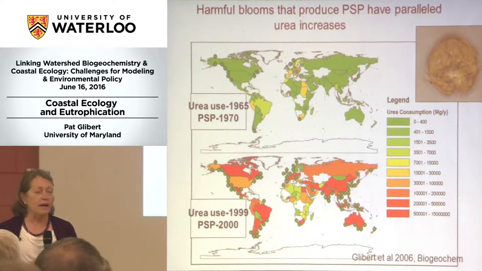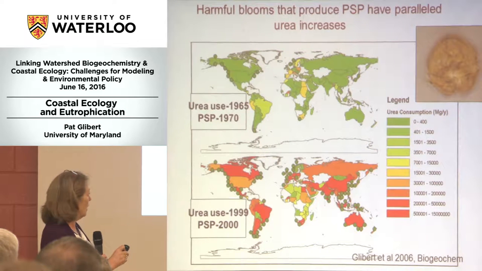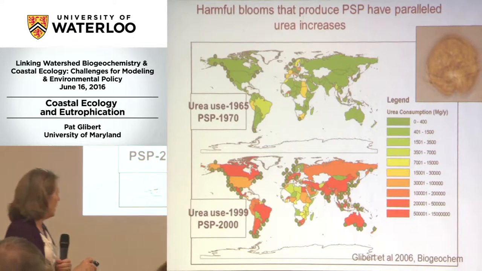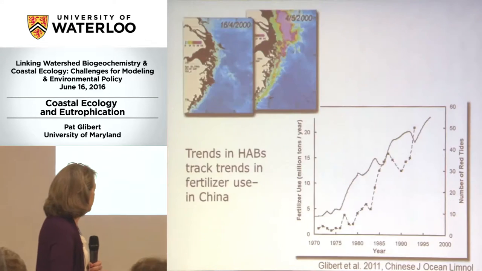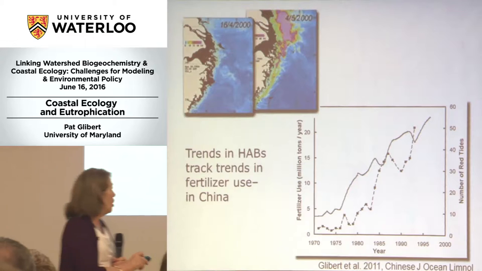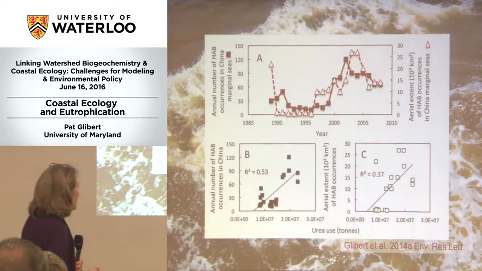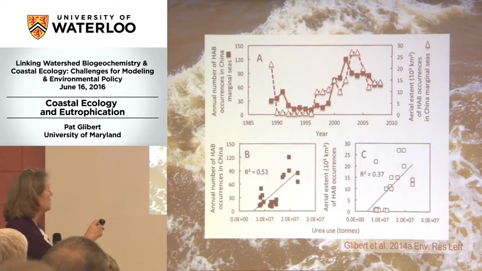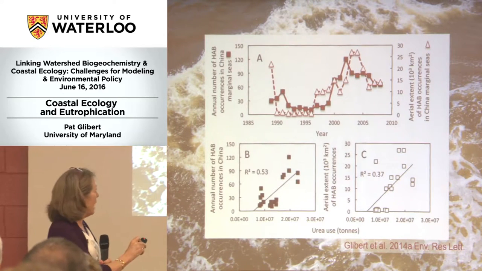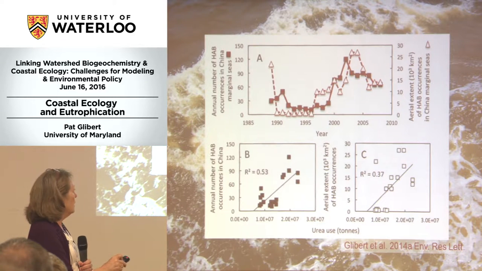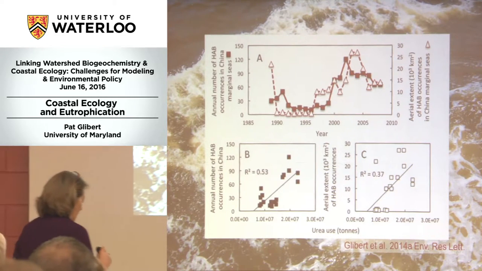And if we look at the correspondence of the blooms that produce paralytic shellfish toxin and where they occur relative to that global map in urea, we can see again expansion in many of the areas where we have been using much more nitrogen fertilizer. We see this in China. China is a place where fertilizer use has increased and the number of red tides has increased accordingly. In the East China Sea, here's the areal extent as well as the annual number of HABs. You can see it's increasing. If we look at that trend relative to urea use in the watershed, there is a direct relationship between the areal extent and annual number of HABs with nitrogen use in the watershed.